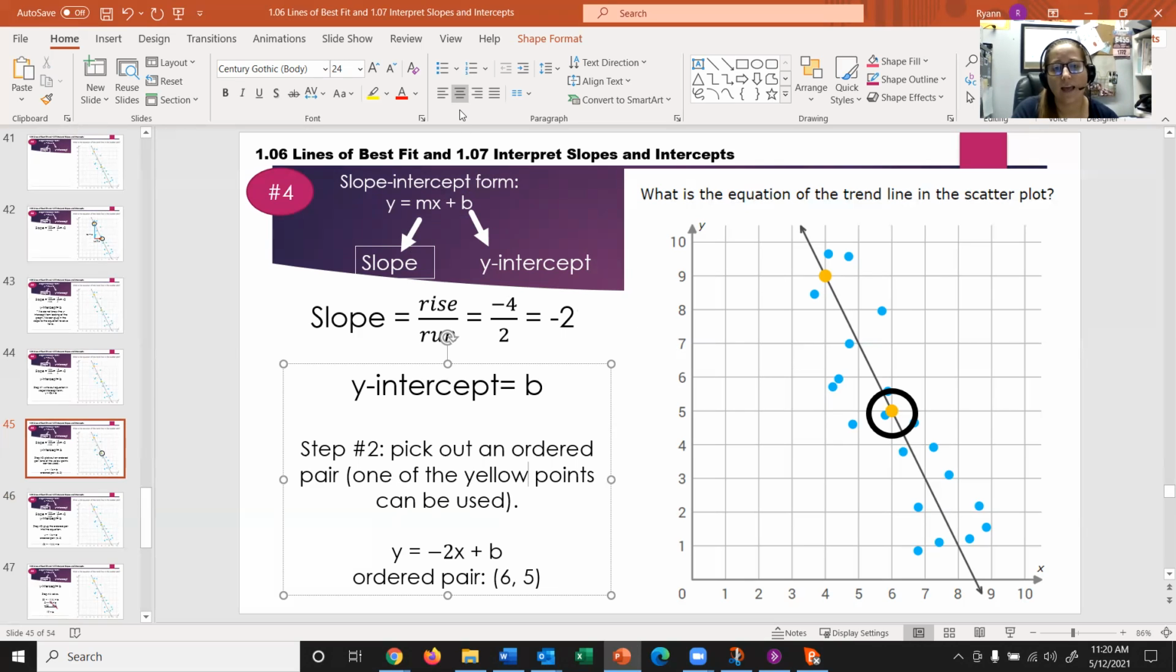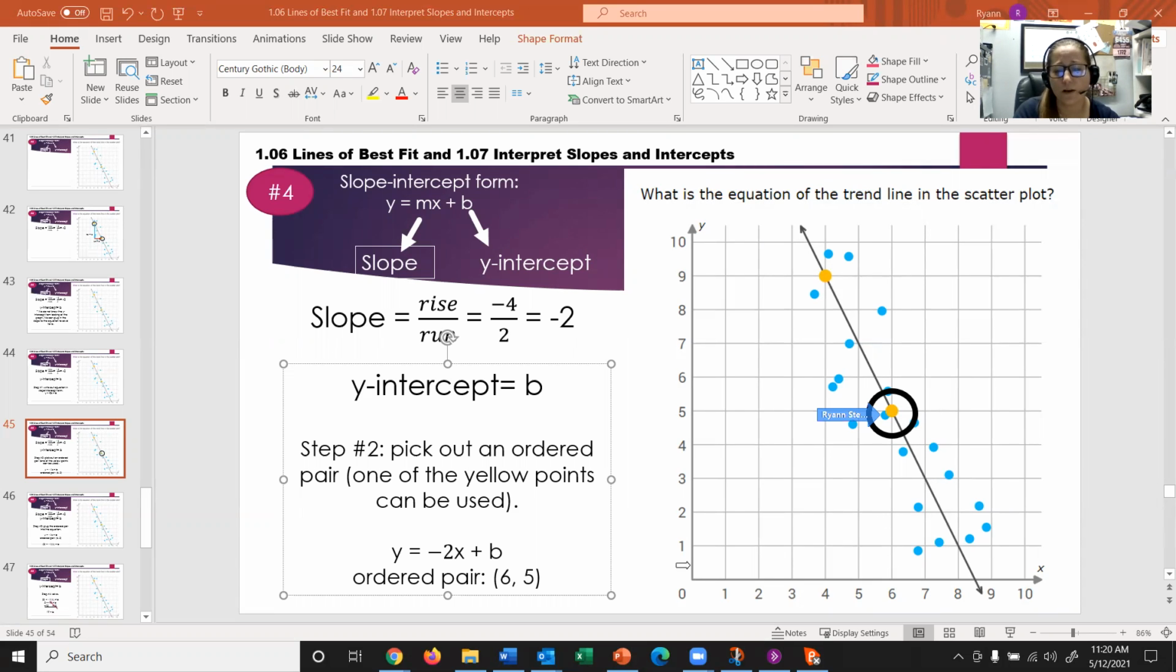In this case, I picked out this yellow point. Be careful though, do not pick out one of the points of the scatter plot. It has to be on the trend line. We're trying to find the slope intercept form of the trend line. So this point down here is not on the trend line. So I'm going to pick this point. You can also pick this other yellow point as well. You do not have to pick this one, but either way, you're going to get the same answer.